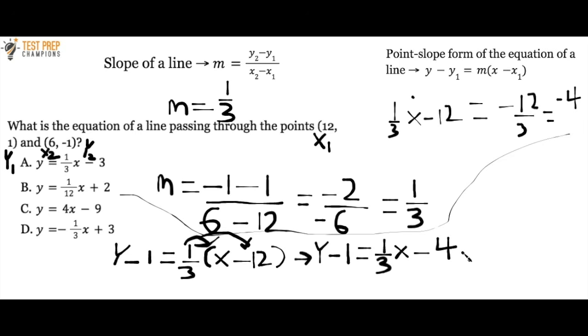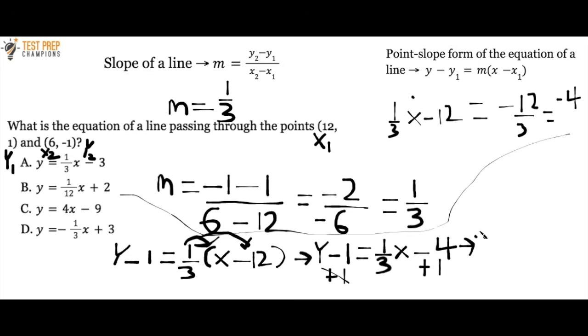Okay, so back to the action here. Now I have this set up: y minus 1 equals 1/3 x minus 4. The next step is to get rid of this 1 so I get y by itself here. So I'm going to add 1 over here. Whatever you do to one side, you also have to do to the other side.